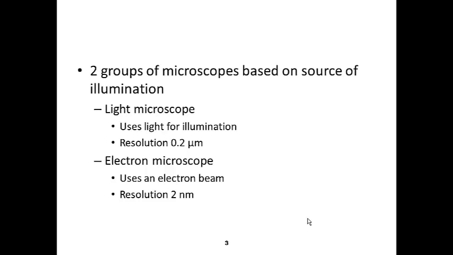Now there are two types of microscopes based on their source of illumination. It's the illuminating source, if you will. You have a light microscope, which uses white, visible light. The resolution on this is about 0.2 microns. So for objects smaller than 0.2, we're going to be unable to resolve the image, unable to really make out any clarity of that image.